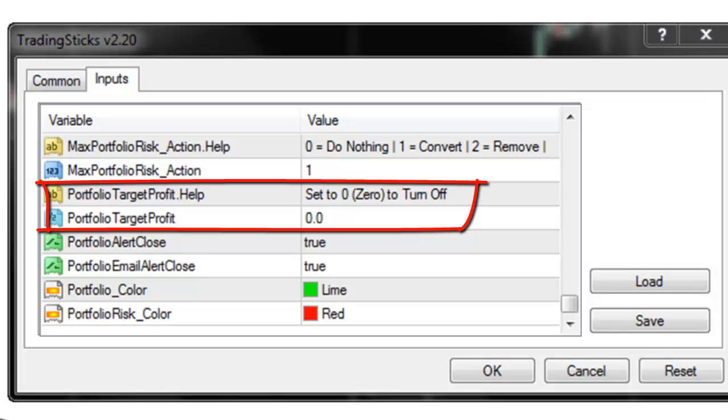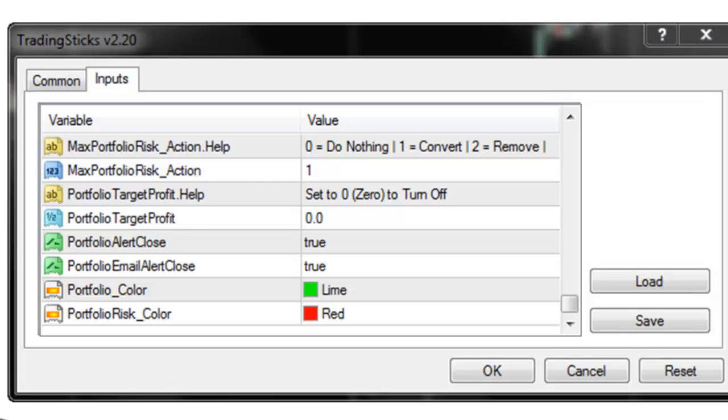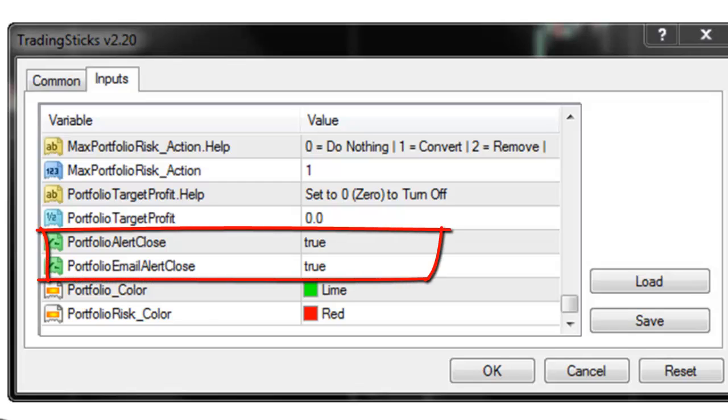really sure how many trades you will be able to achieve. So what you could do is set your portfolio target profit to the equivalent of, let's say, 3 bounces off the buy and sell line, so that way you can actually set up a ricochet trade and then go off and do something else. And if it achieves its goal, it will close out and it will remove all of the lines. Then we come down to the portfolio alert close and the portfolio email alert close.